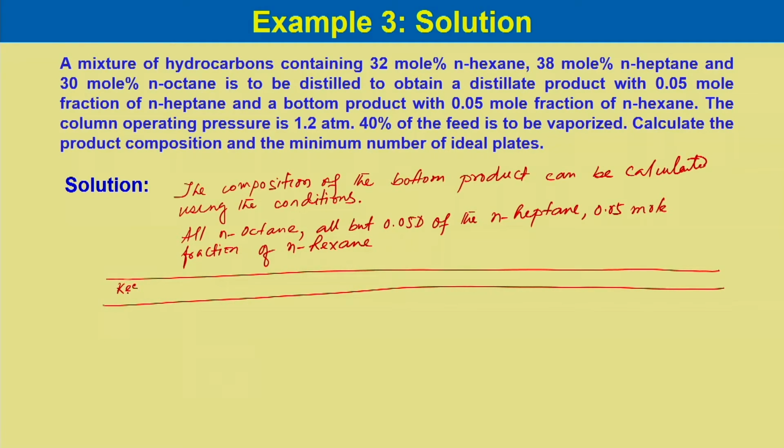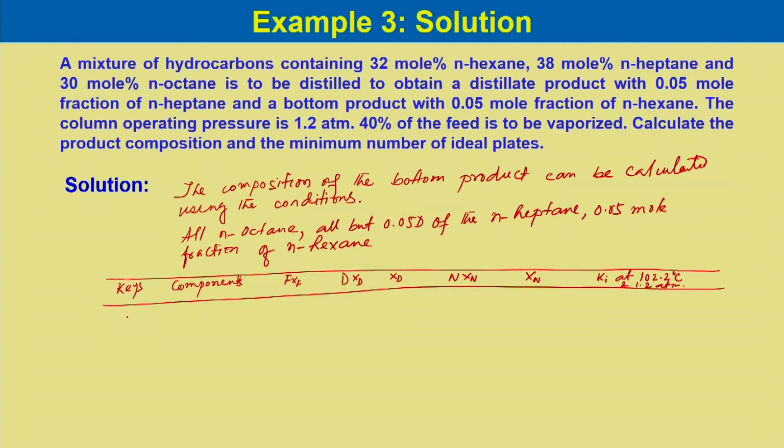So, for each component: F, XF, D, XD, W, XW, and Ki at 102.2 degree centigrade and 1.2 atmosphere pressure.